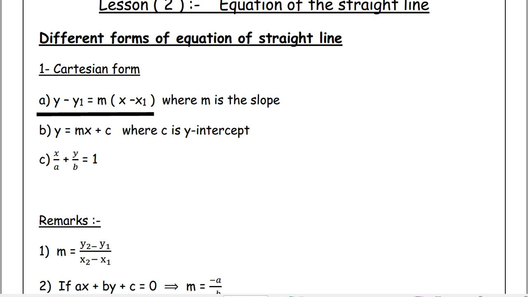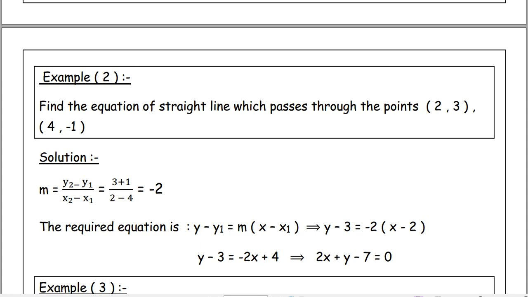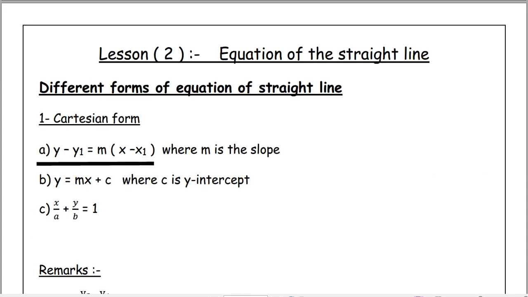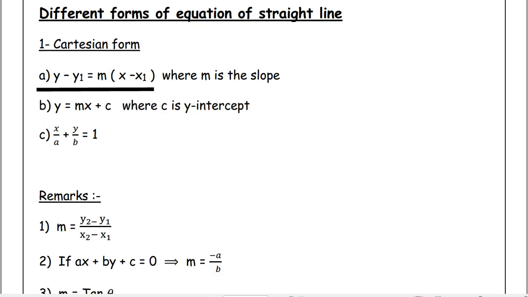So these three points or remarks are very important. Remarks: m equals y2 minus y1 over x2 minus x1, the difference of y over the difference of x. If ax plus by plus c equals 0, then m equals negative a over b. This is a way to get the slope. If we have 2 points, we can get the slope, and we can also get the slope from the equation itself.